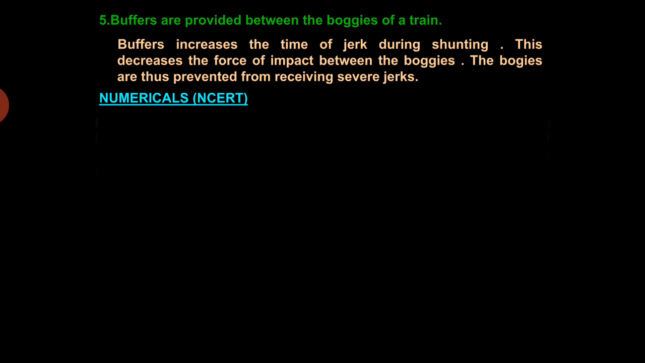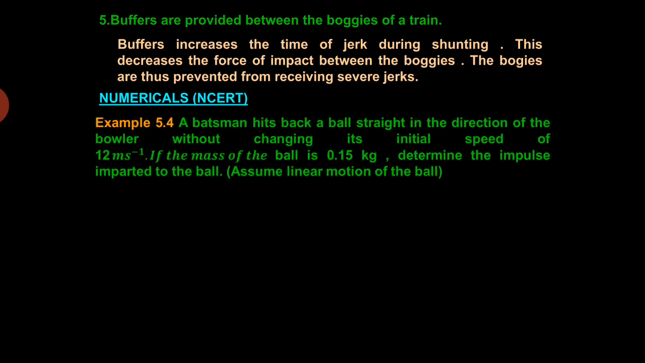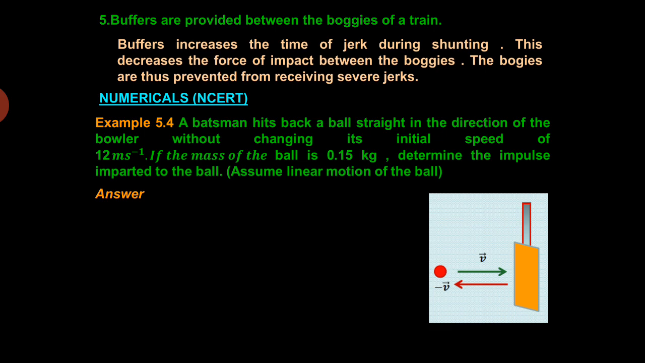I am taking NCERT solved example 5.4. A batsman hits back a ball straight in the direction of the bowler without changing its initial speed of 12 meters per second. If the mass of the ball is 0.15 kg, determine the impulse imparted to the ball. Assume linear motion of the ball. Let us draw a simple diagram. A ball moving towards the bat, and the batsman hits the ball and the direction of the motion of the ball gets reversed. The motion is linear, so there is only the change of direction, right?